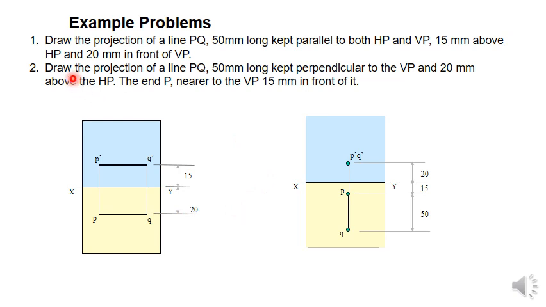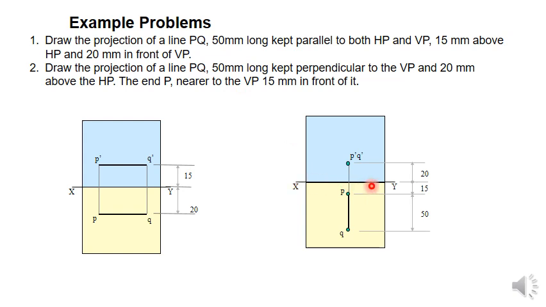Now second case, draw the projection of a line PQ 50 mm long. Again the line is PQ and its true length is 50 mm, and it is kept perpendicular to the VP. Now if it is perpendicular to the VP, in front view you will be able to see only a point. That line will appear as a point only. And in top view you will get a line which is perpendicular to the XY line and having true length, that is 50 mm.